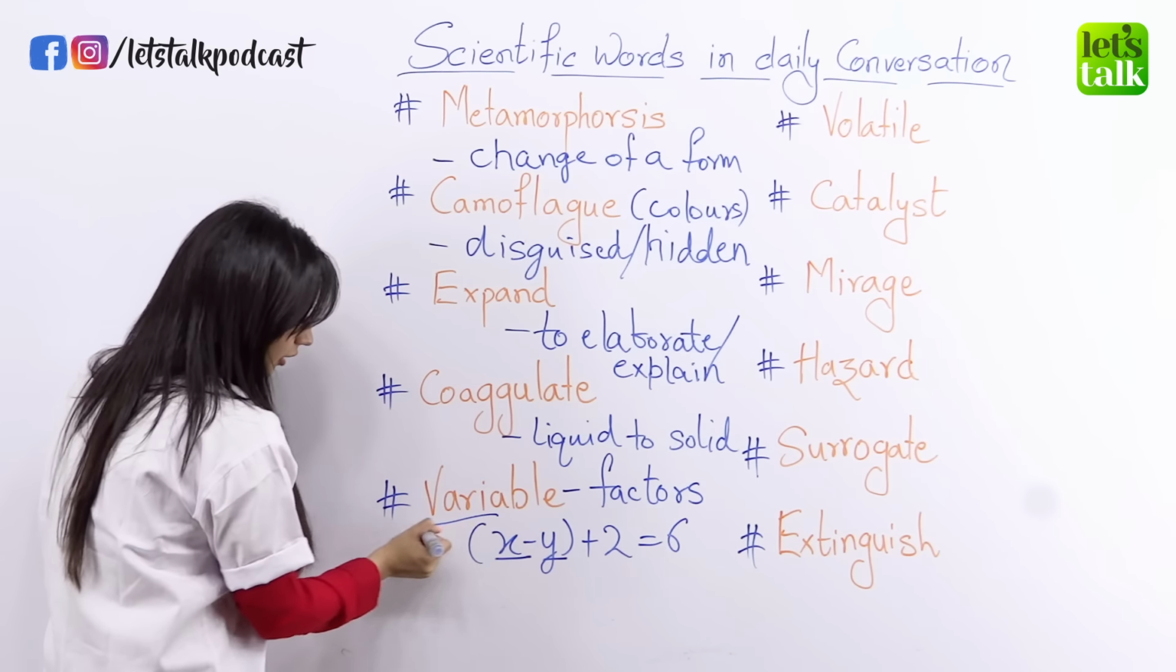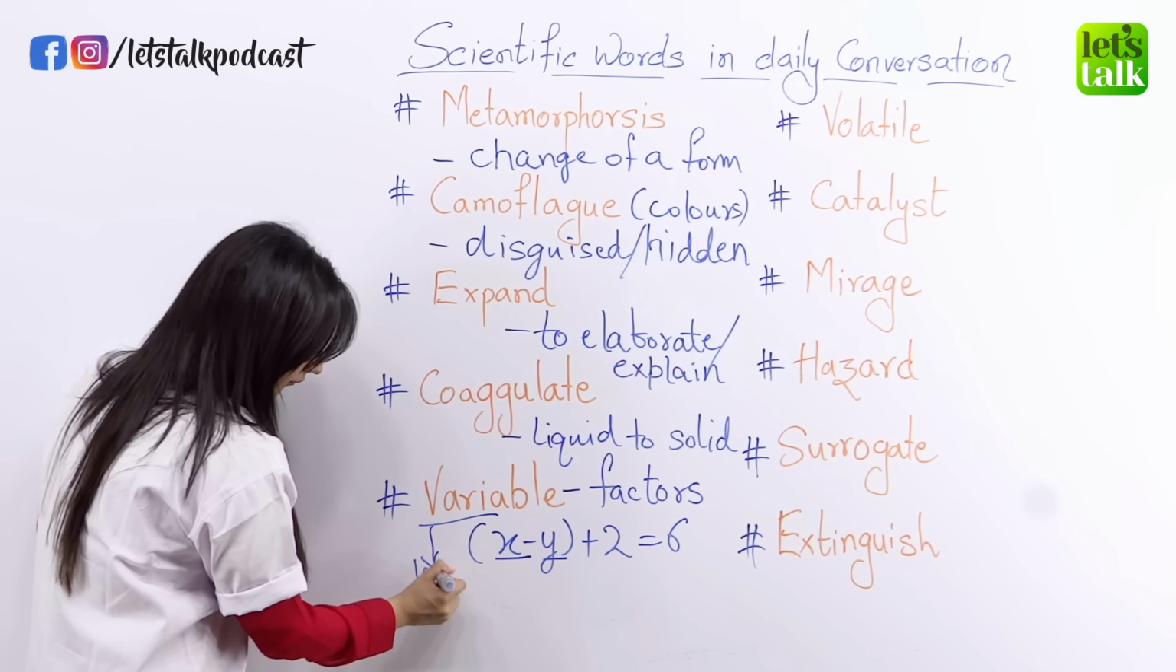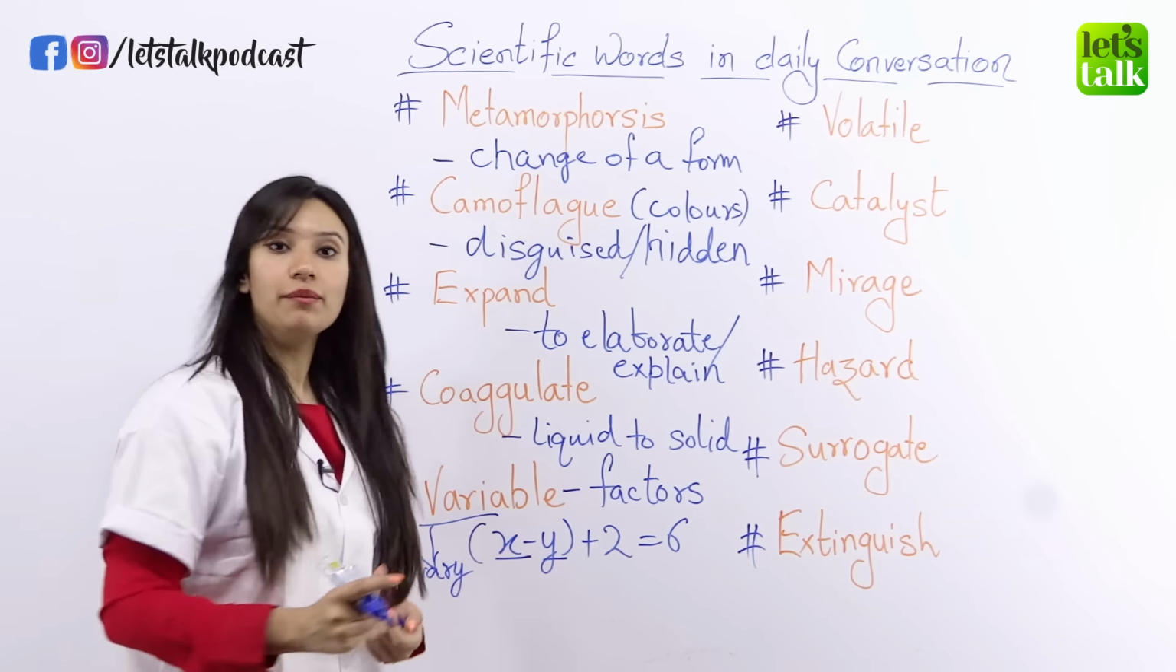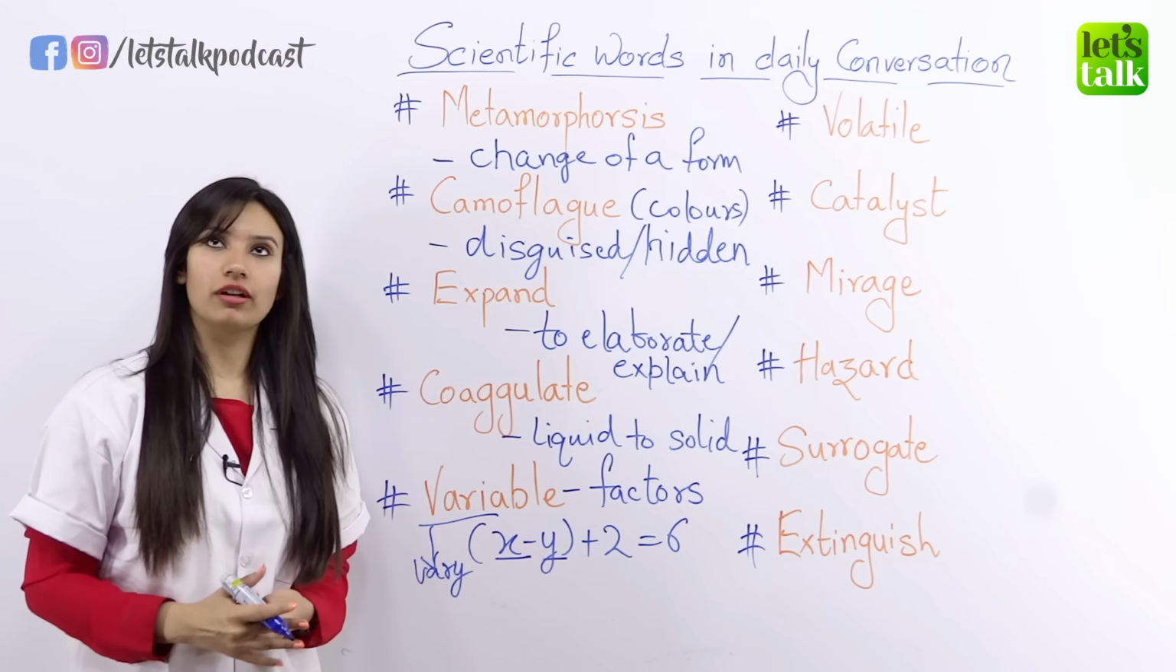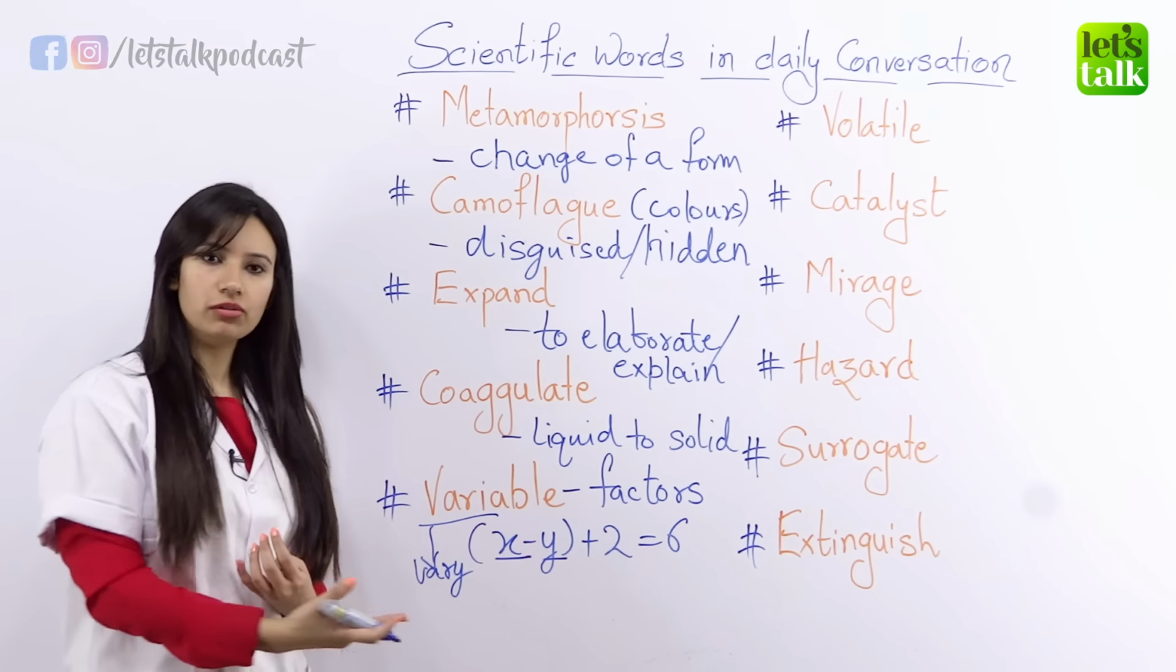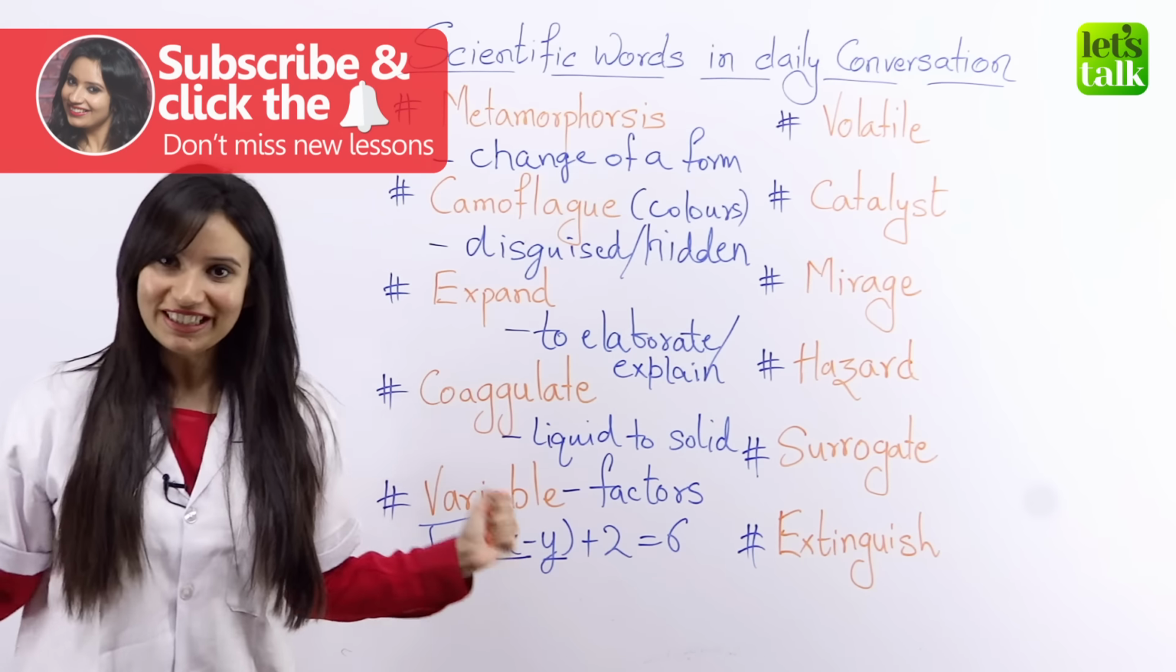So variable comes from the word vary, which means something that is constantly changing. You could also use this word to talk about the quality of something. So the quality of the hospital food is variable, which means it keeps changing. Sometimes the quality is very good, sometimes the quality is very bad. So let's not limit variable to math or science, let's bring it into English.